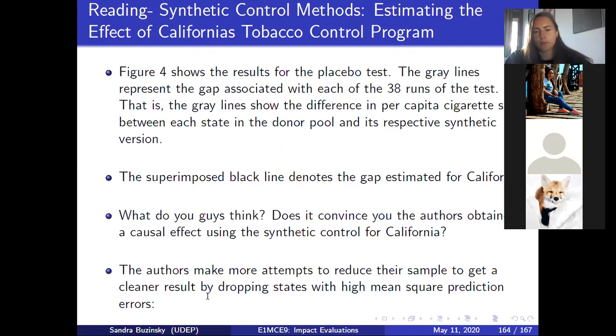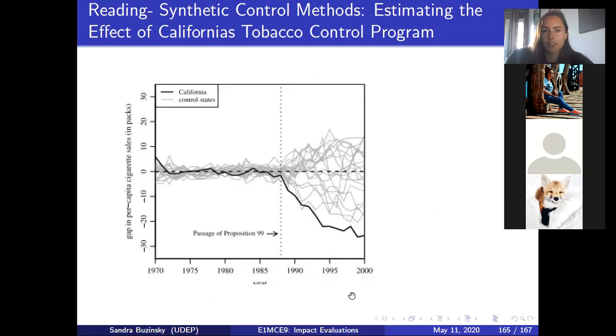Basically what they do is reduce their sample size to get a cleaner result. They drop states that have a high mean square prediction error. The mean square prediction error is basically how they make predictions of what the post-period cigarette sales should be based on the pre-period, and the ones that deviate far from the prediction, they just drop. I don't know if that's actually valid, but that's what they did, and it looks a lot better. California does see the largest effect across all of them, but there are still some pretty close in magnitude, which is concerning.